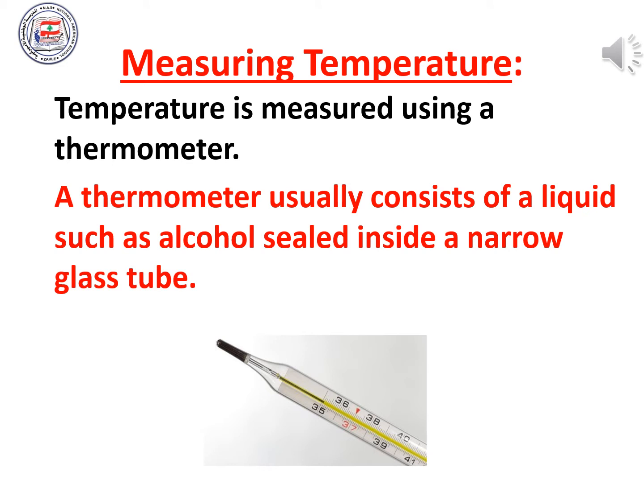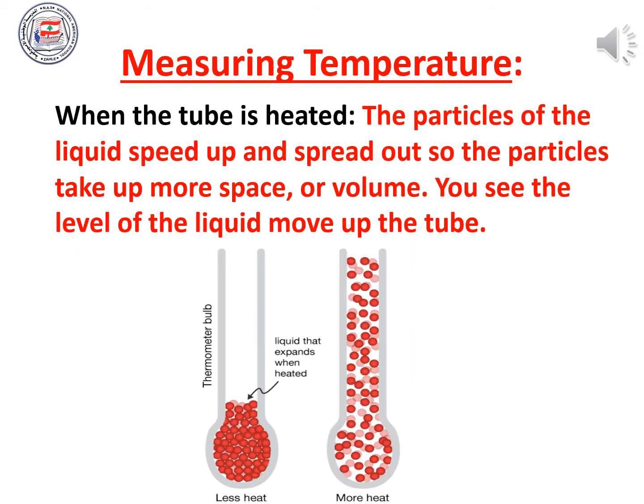Measuring temperature. Temperature is measured using a thermometer. A thermometer is a device that usually consists of a liquid, such as alcohol, sealed inside a narrow glass tube. Of course, most of us nowadays have digital thermometers, but some people say that the old-fashioned ones, like the one you see in the figure in front of you, are more accurate. So how does a thermometer work?